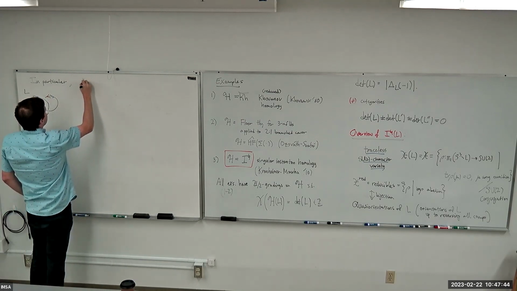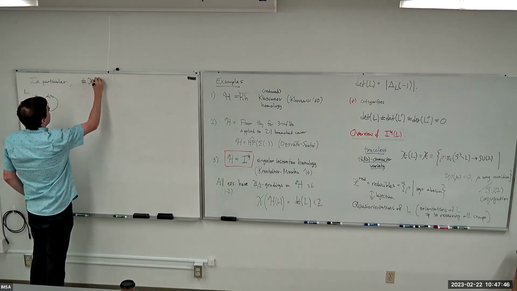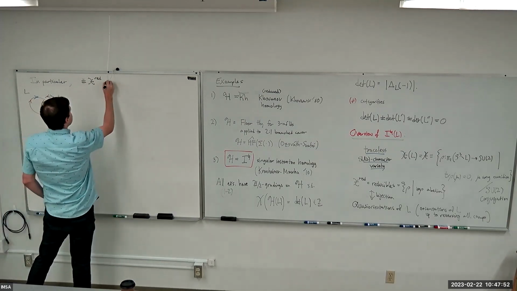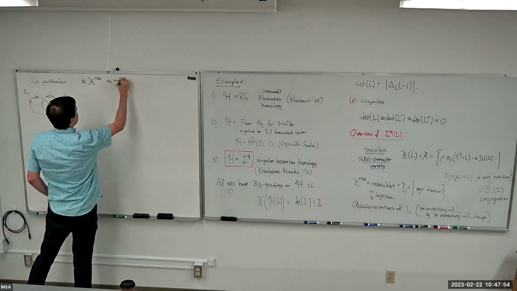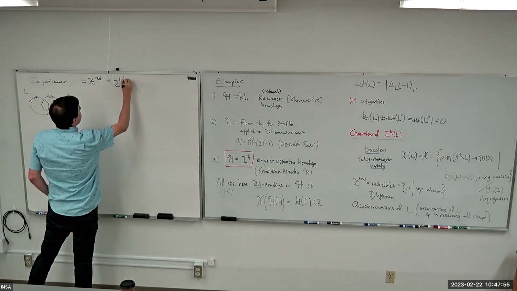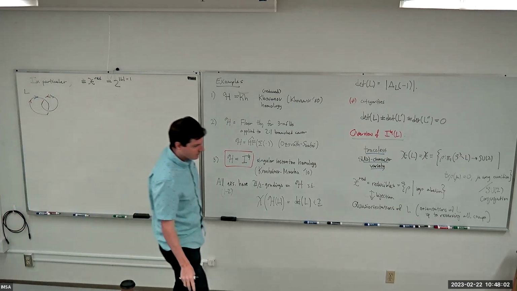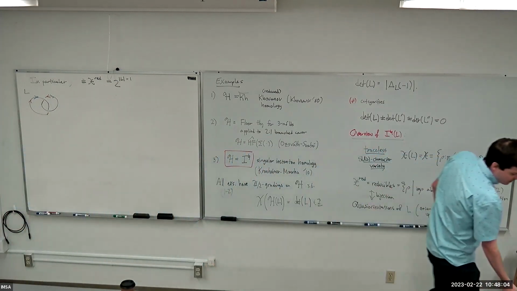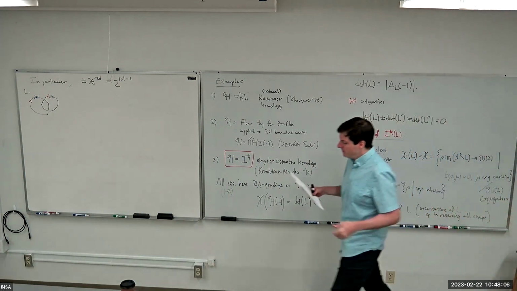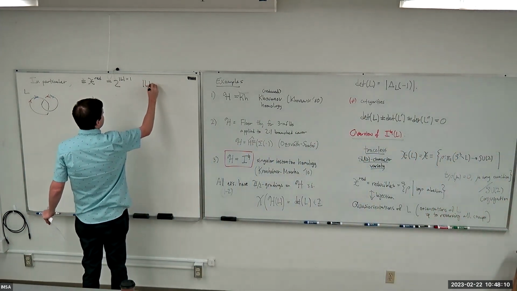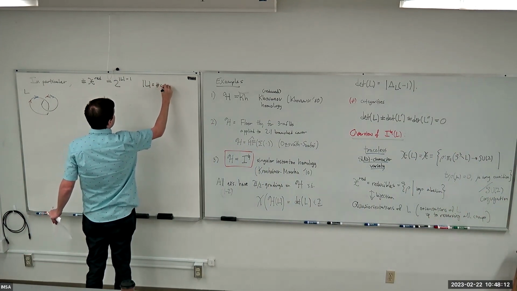So the number of reducibles in this traceless character variety is the number of quasi-orientations, which is 2 to the number of components minus 1. Here the bars denote the number of components.